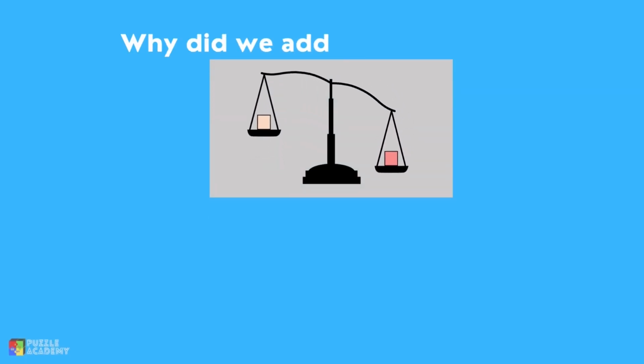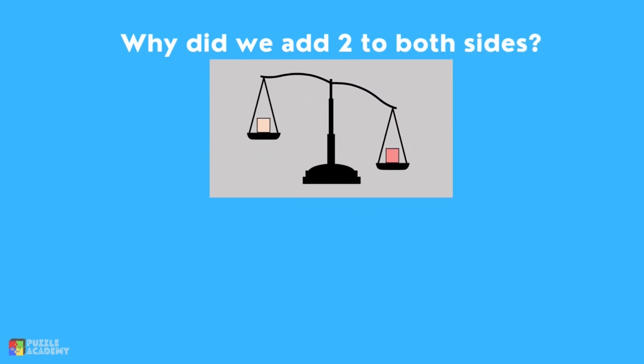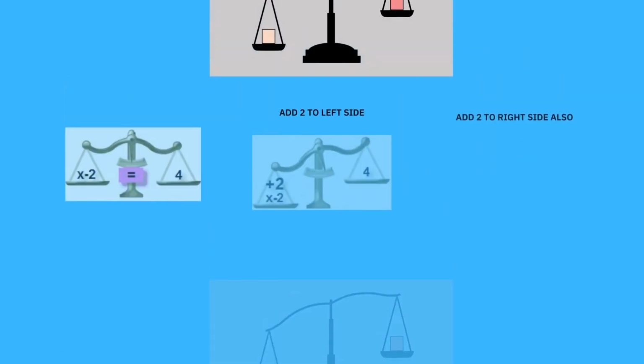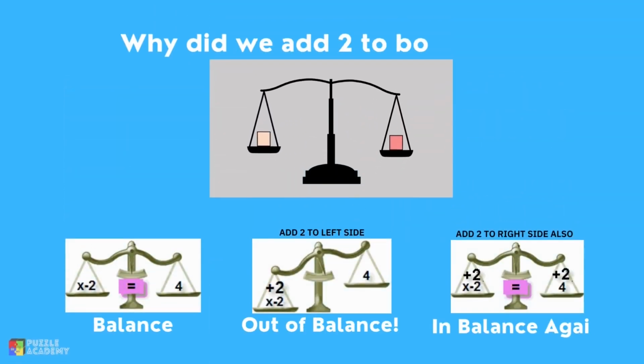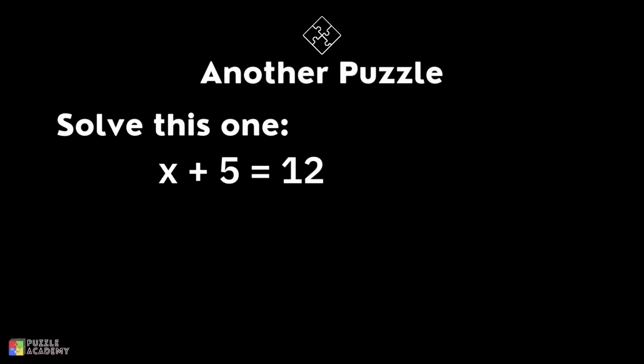Now, why did we add 2 to both sides? Of course, to keep the balance. Just remember this: to keep the balance, what we do to one side of the equality, we should also do to the other side. Now let's try another puzzle.